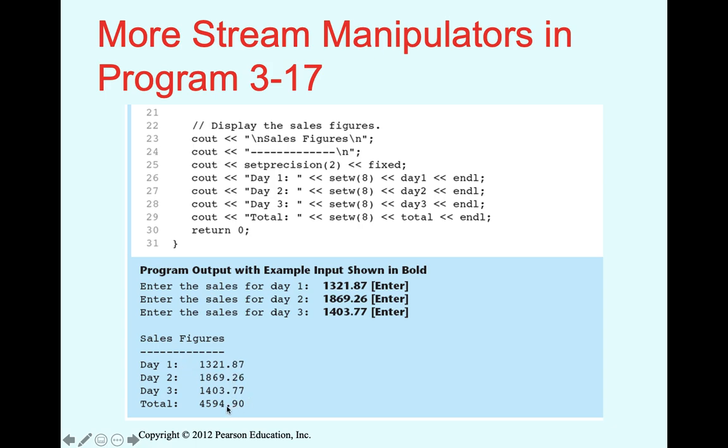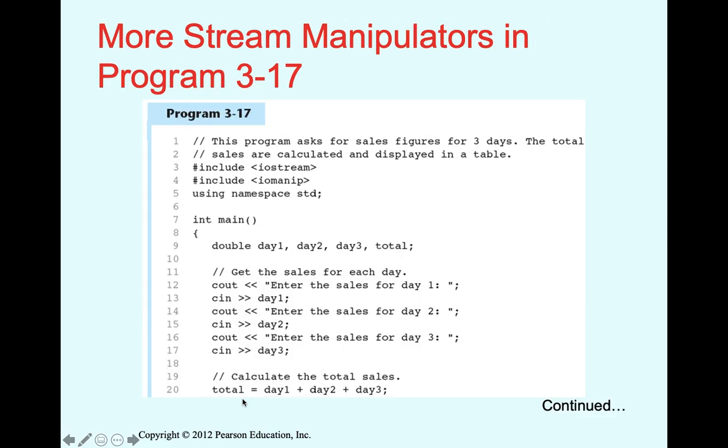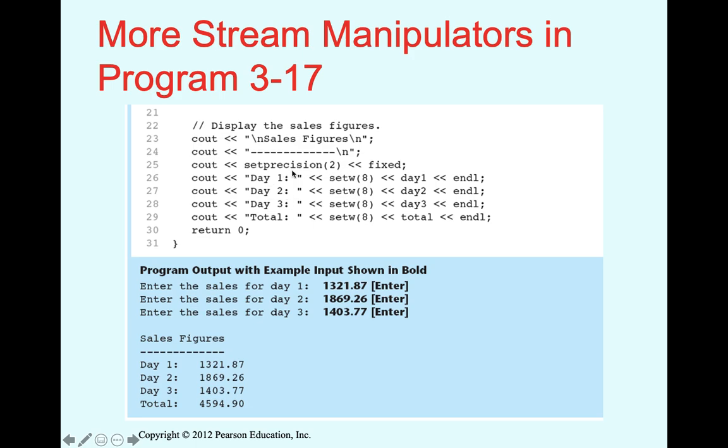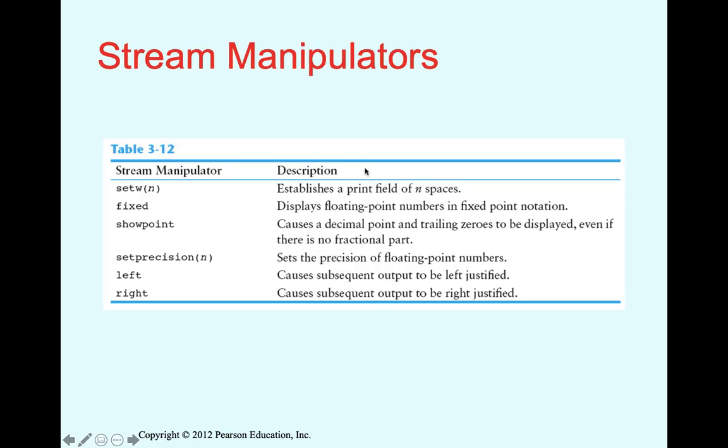You see here normally it should be written 4594.9, but because we set the precision to 2 and we use fixed, it has to show 2 decimal points. The rest of the program is the same. Just don't forget to include iomanip if you want to use setw or setprecision or fixed.